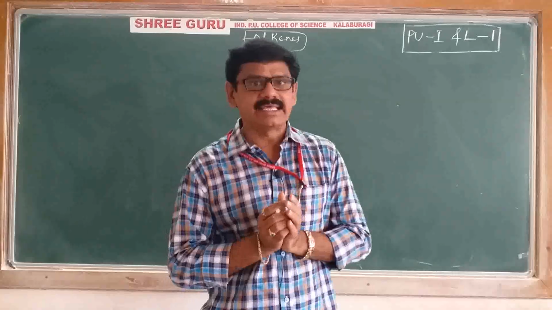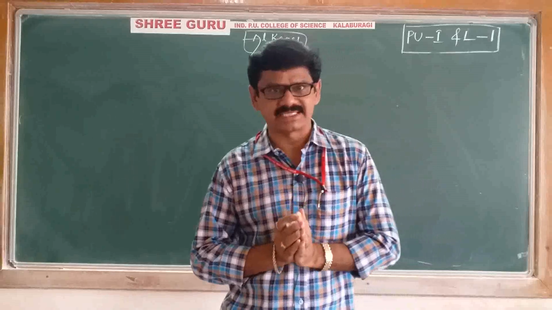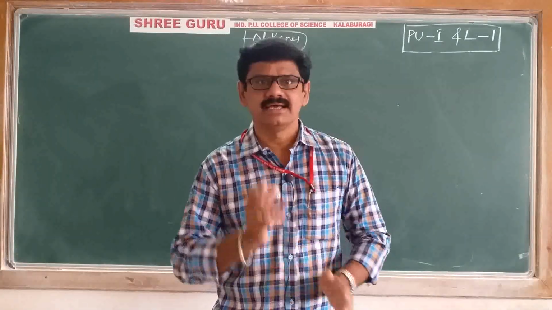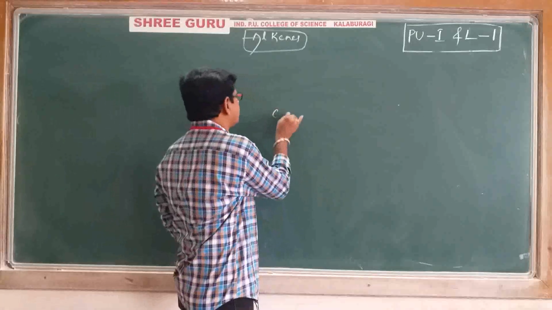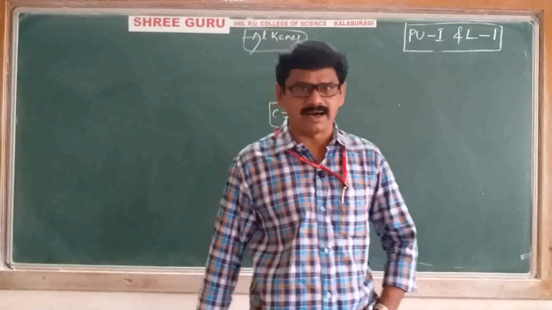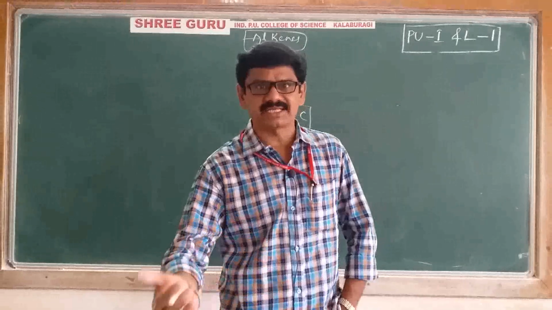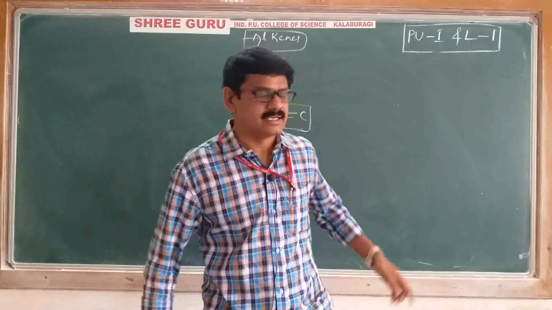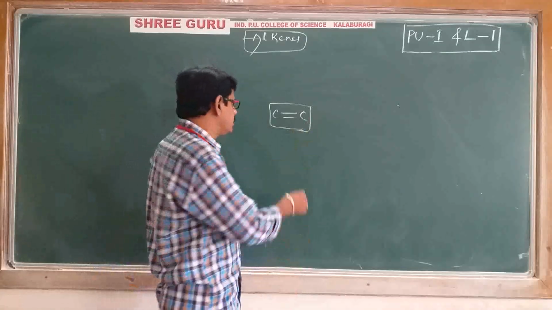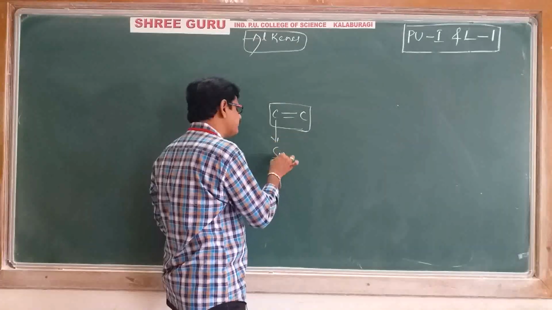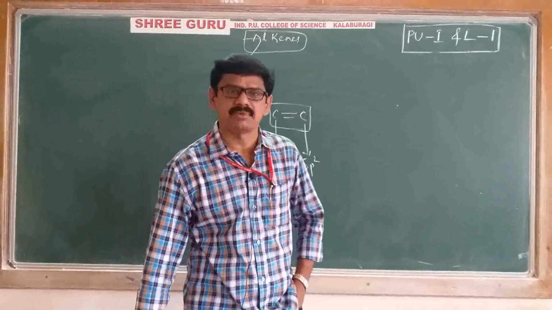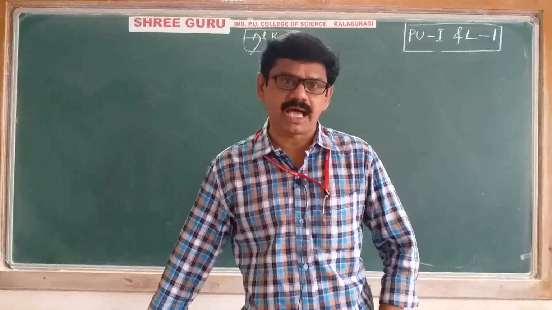Very simple. Alkenes are unsaturated aliphatic hydrocarbons which contain at least one carbon double bond. Repeat once again: alkenes are aliphatic unsaturated hydrocarbons which contain at least one carbon double bond. Next, both double bonded carbon atoms definitely undergo sp2 hybridization.